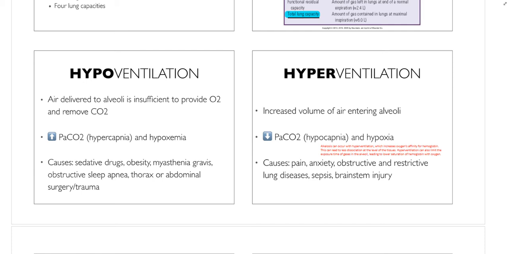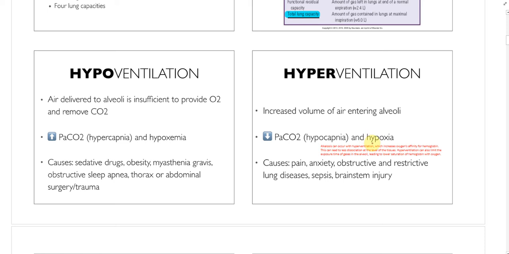Hyperventilation is going to be increased volume of air entering the alveoli. Because we're hyperventilating, we're breathing more than we need to compared to what the tissues need for oxygen. And so we're going to end up having this decrease in PaCO2 or hypocapnia. We can also have potentially hypoxia, which is simply the state of having low levels of oxygen. It doesn't have to be specifically in the blood. This could be low levels of oxygen in the tissue anywhere. So cyanosis could be a sign of hypoxia.